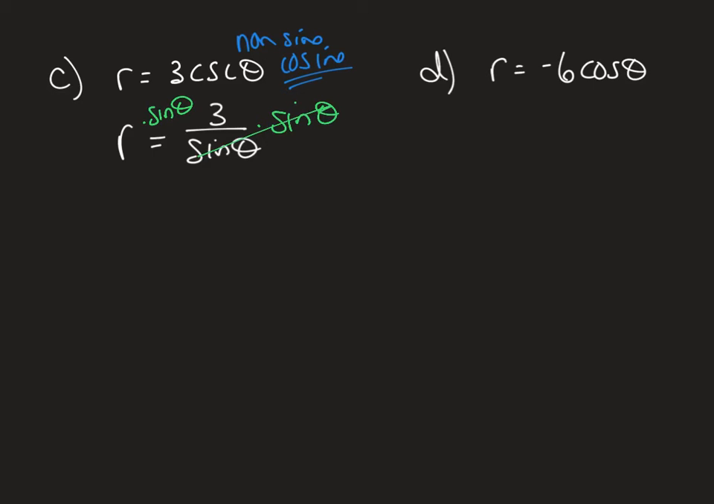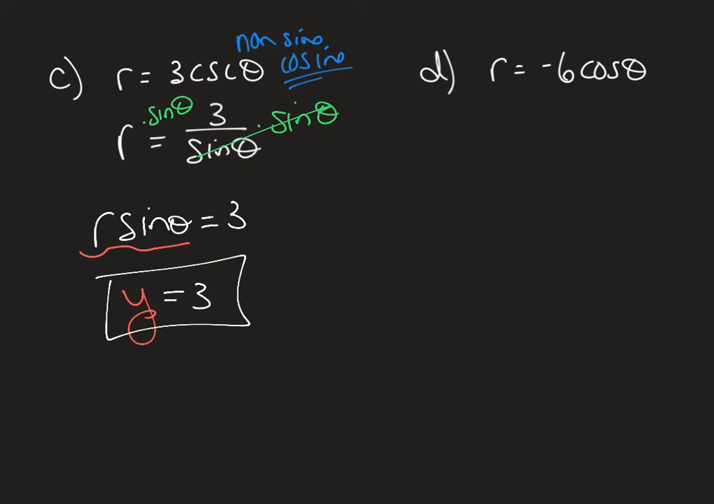So that goes away, and you have r sine theta equals 3. And remember, r sine theta is y, so y equals 3. There is your rectangular representation of that polar equation, and it is just a horizontal line.